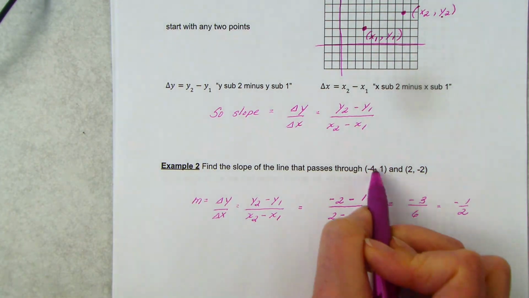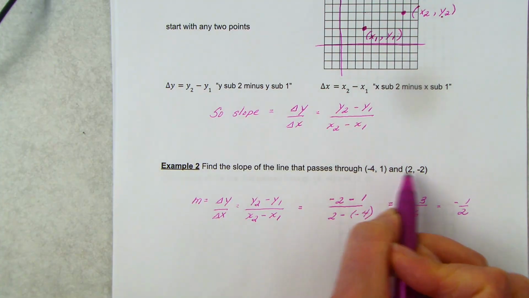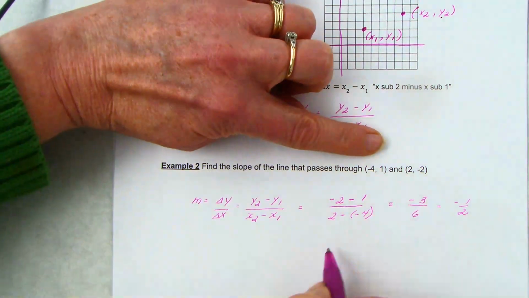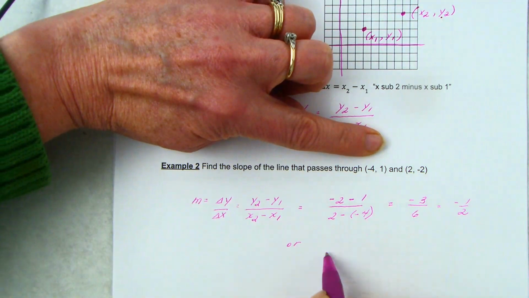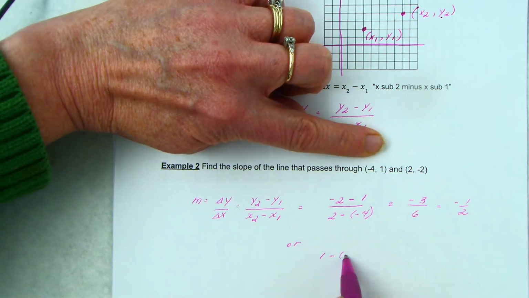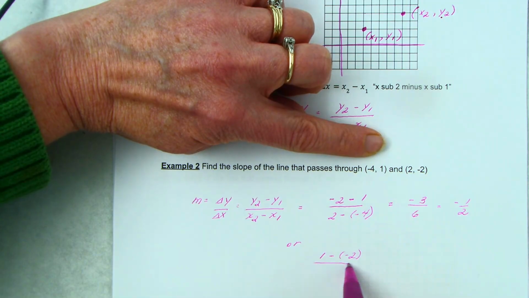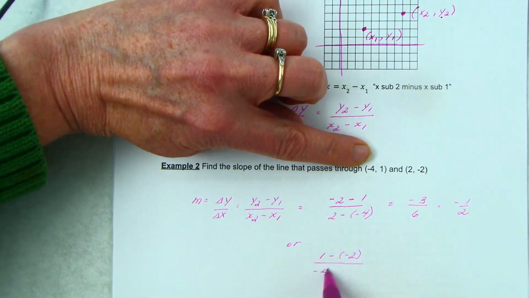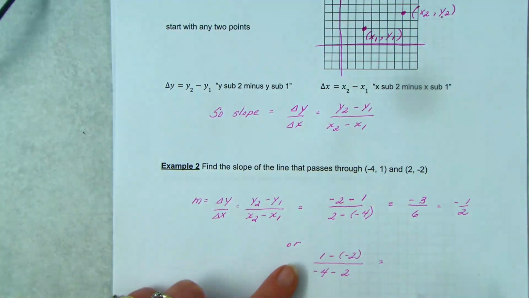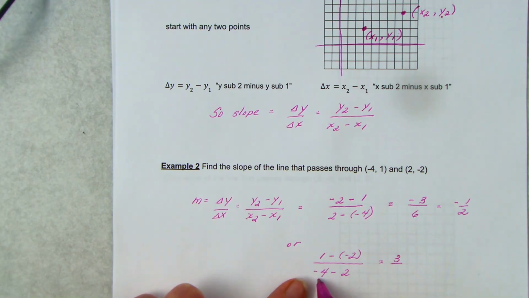What if we called this our first point and this our second point, right? So let's just turn it around. So now we could have done 1 minus negative 2, the change in y, over negative 4 minus 2. 1 minus negative 2 is the same as 1 plus 2, so that's 3. And negative 4 minus 2 is negative 6. And so now I have the same slope.